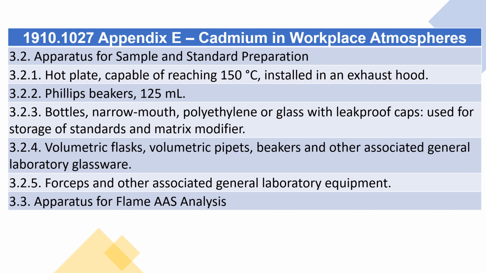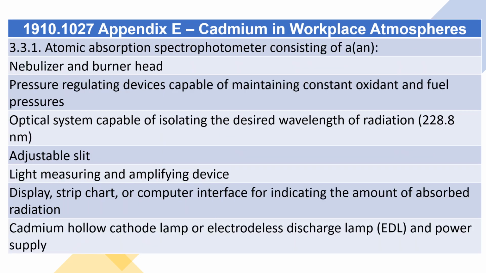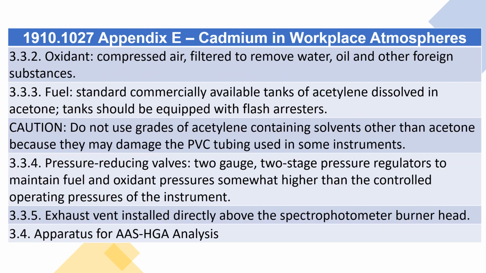3.3. Apparatus for flame AAS analysis. 3.3.1. Atomic absorption spectrophotometer consisting of a nebulizer and burner head, pressure regulating devices capable of maintaining constant oxidant and fuel pressures, optical system capable of isolating the desired wavelength of radiation, 228.8 nanometers, adjustable slit, light measuring and amplifying device, display, strip chart, or computer interface for indicating the amount of absorbed radiation, cadmium hollow cathode lamp or electrodeless discharge lamp, EDL, and power supply.